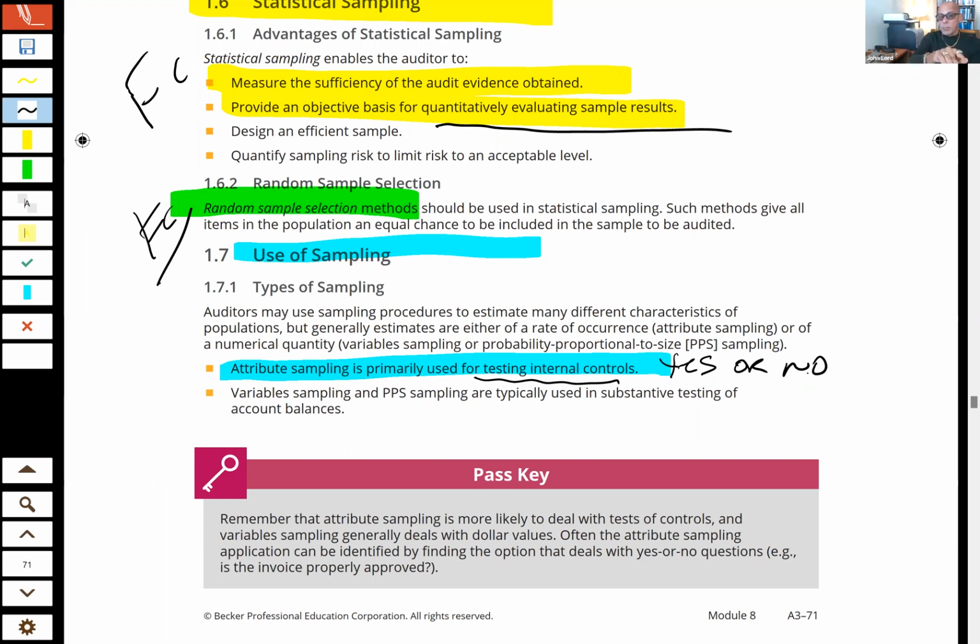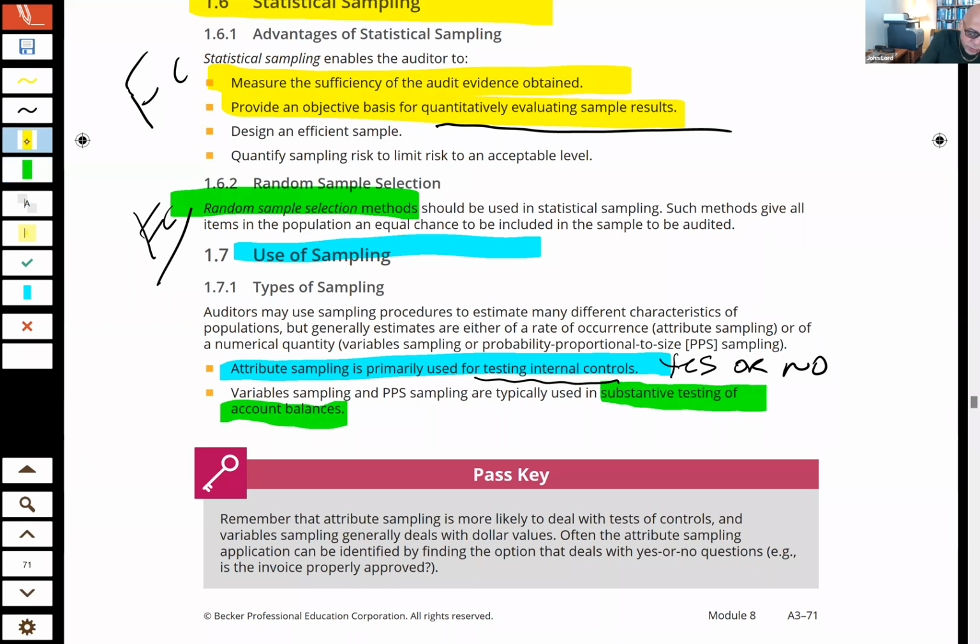Let's say we pull a sample of 100 time cards, and we literally look, yes or no, is the supervisor's signature there? For that kind of testing, we will use attribute sampling for our control testing. At that point, we haven't audited any of the account balances or transactions, the dollar amount. So for our substantive testing, then what?